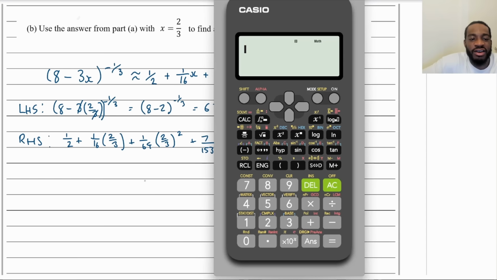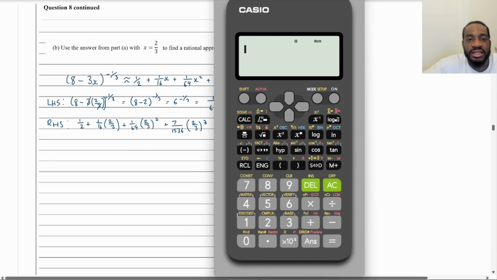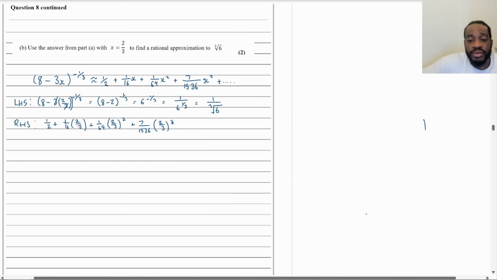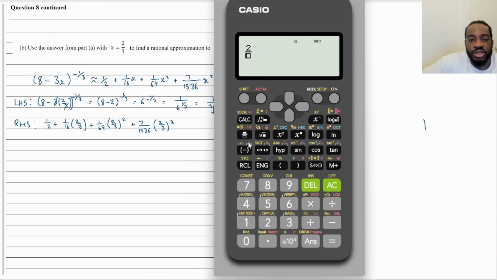So just to save a couple of seconds in the exam, what you can do for something like this is literally store it, because it's a fraction, 2 over 3. Store it and then just use answer, right? Save a couple seconds, right? Every second counts. So 1 over 16 times answer, plus 1 over 64 times answer squared, plus 7 over 1536 times answer cubed.